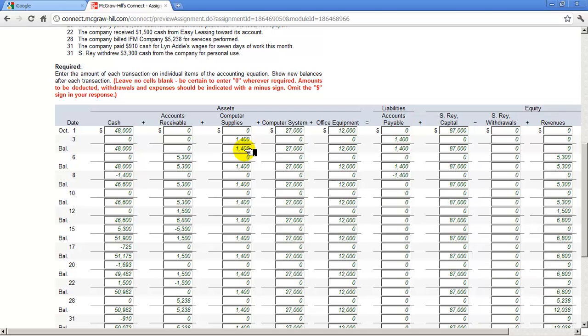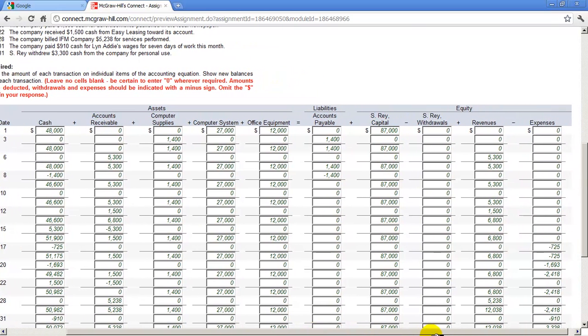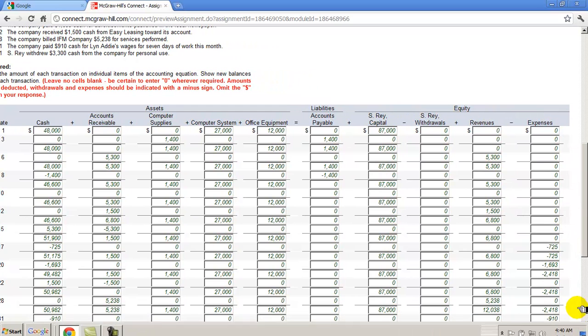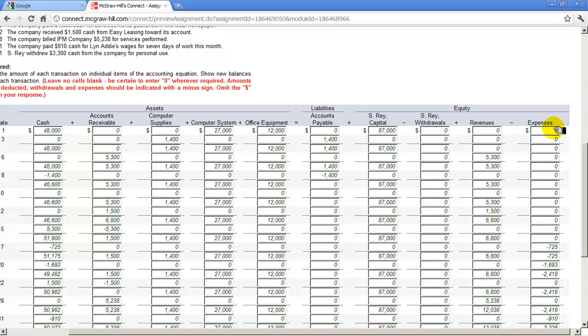Next, we've got the company paid $910 cash for Lynn Adley's wages for 7 days of work this month. So finally we get this part-time employee doing some work for us. So we will decrease cash by $910 and then come all the way across over here to the expense side and record the $910 under the column of expenses. So both sides went in the same direction.